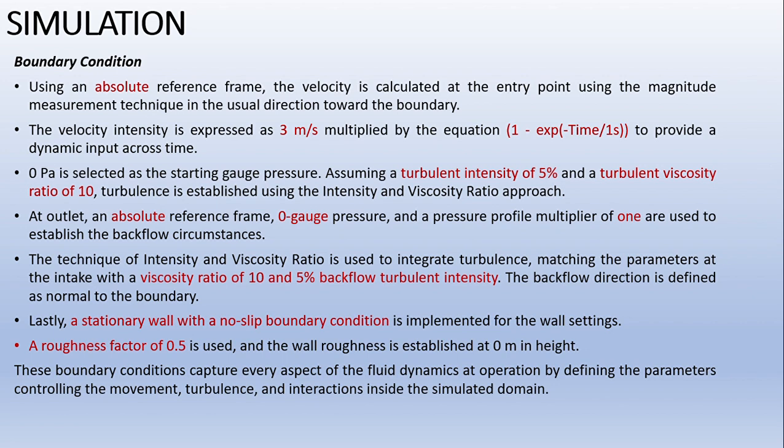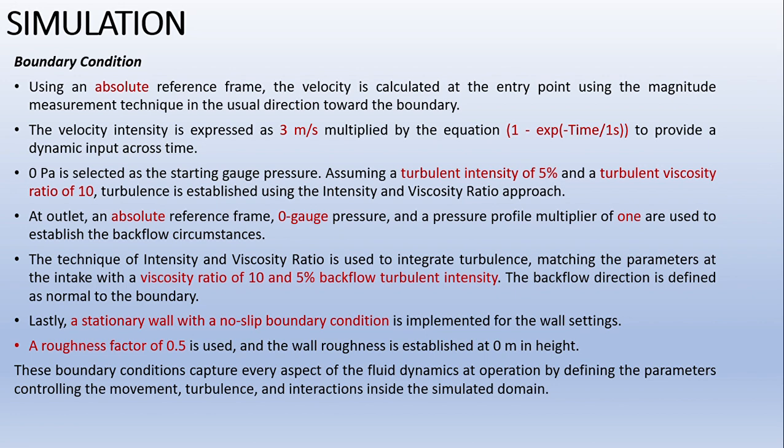input across time. 0 Pascal is selected as the initial gauge pressure, assuming a turbulence intensity of 5% and turbulence viscosity ratio of 10. Turbulence is established using the intensity and viscosity ratio approach. At the outlet, an absolute reference frame, 0 gauge pressure, and a pressure profile multiplier of 1 are used to establish the backflow conditions. The technique of intensity and viscosity ratio is used to integrate turbulence, matching the pattern at the inlet with a viscosity ratio of 10 and 5% backflow turbulence intensity. The backflow direction is determined as normal to the boundary.